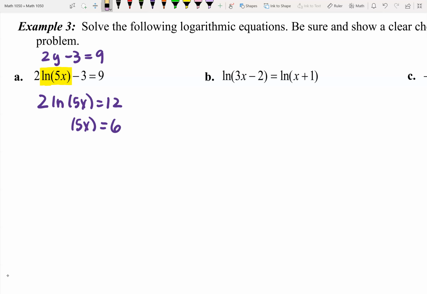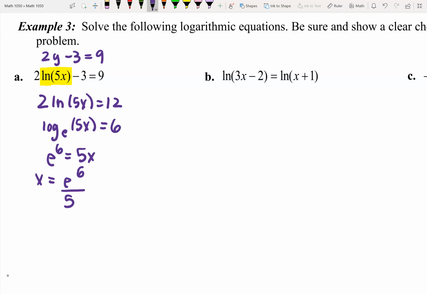You guys see that ln? I'm going to write it as log base e. Do you have to write it as log base e? No. It's easier for you to see what I'm doing if I write it as log base e. So now I convert it, and it's e to the other side, which is a 6, is equal to 5x. To solve for x, I divide, and I get e to the 6th over 5.